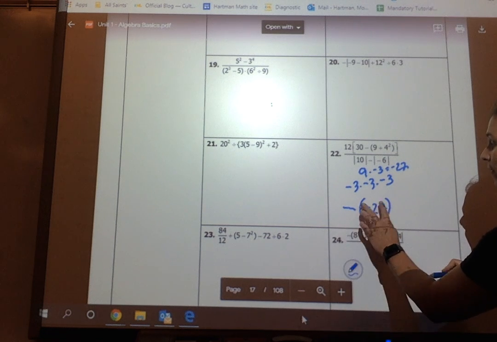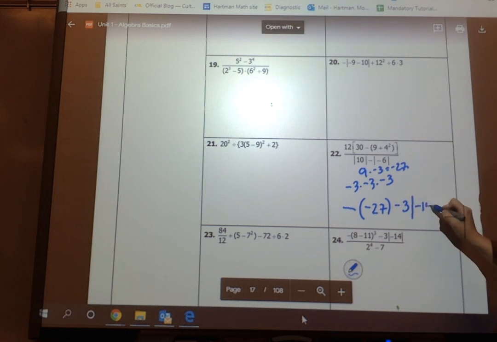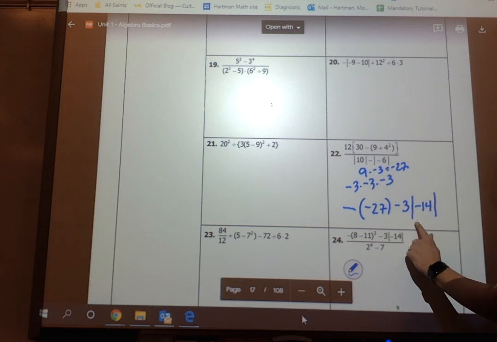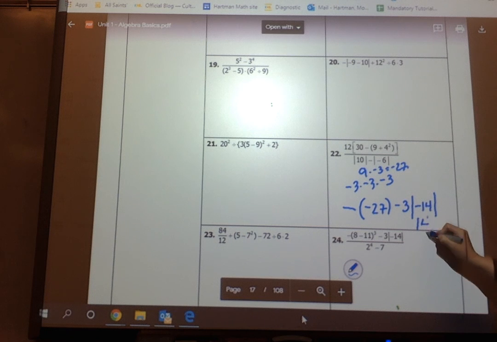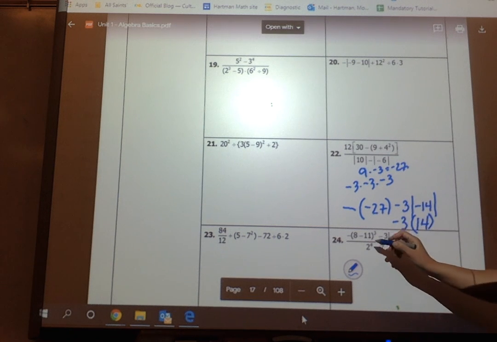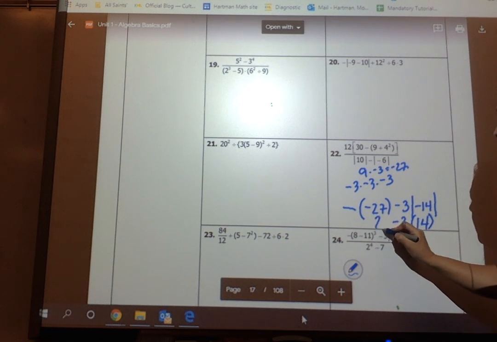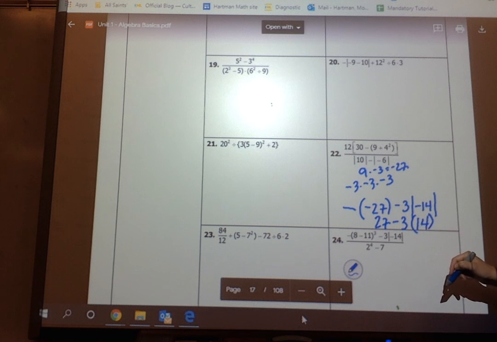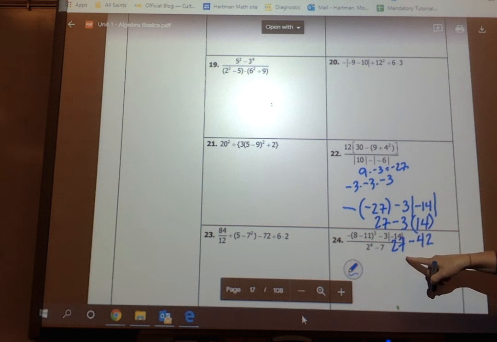So I have a negative 27 minus 3 times the absolute value of negative 14. This is still multiplication over here. So I'm going to evaluate. What is the absolute value of negative 14? It's 14. And this is multiplication. A negative times a negative is a positive. So I get a positive 27 minus 3 times 14. So negative 3 times 14 is negative 42. And then I have a 27, because the 27 I'm bringing down. So 27 minus 42 is negative 15.